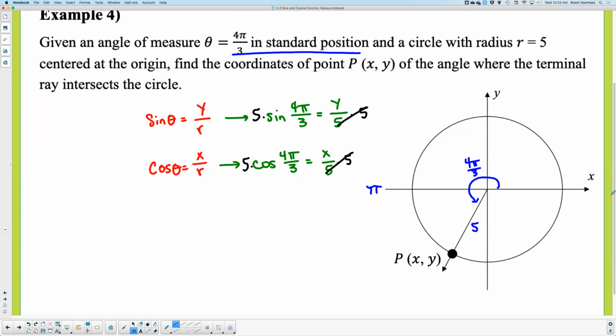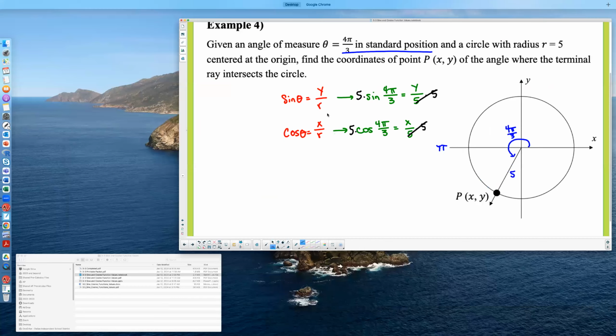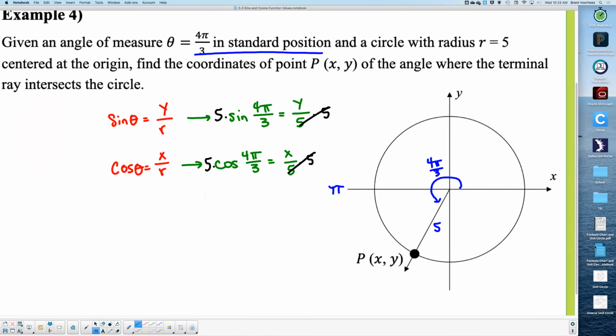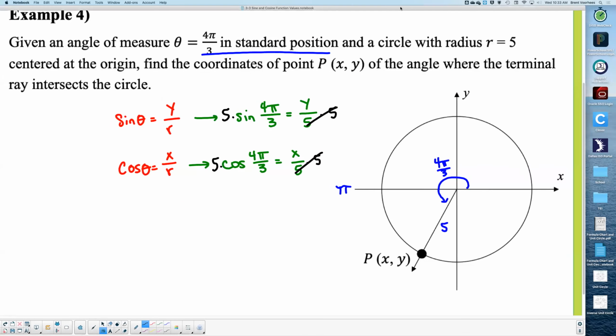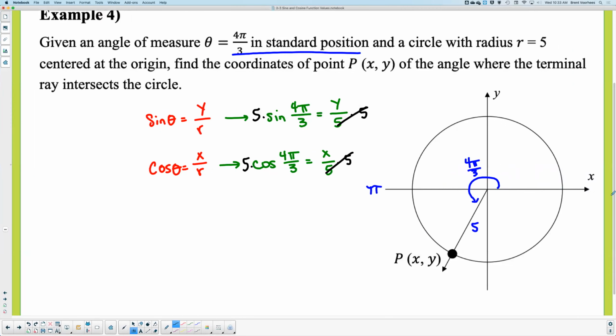Now, 4 pi over 3, I gave you a unit circle with this, but the values are the same as 1 pi over 3. It's just that in this quadrant, x and y will both be negative. Notice this is going to be a negative x because it's left and a negative y because it's down. But you can go to the unit circle I've given you. So you can open up this unit circle. I'm going to wait for mine to open up. You go to your one I just handed out to you. Find 4 pi over 3. Are you looking at 4 pi over 3?